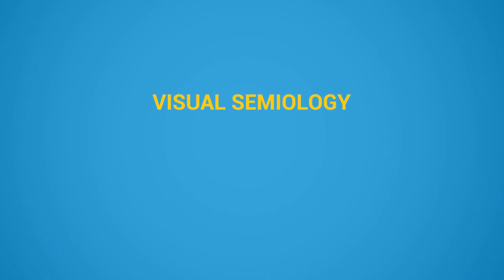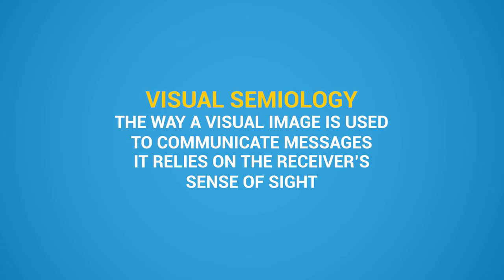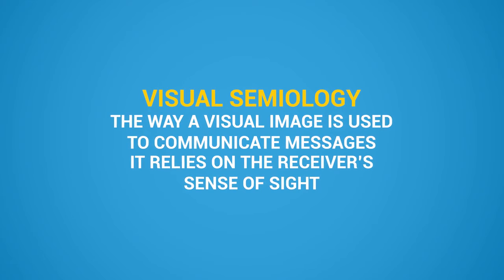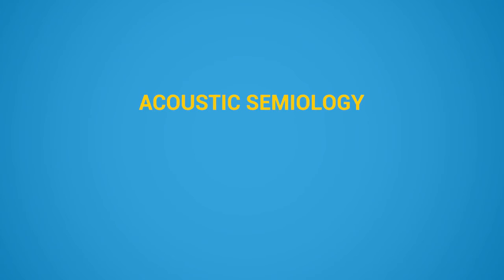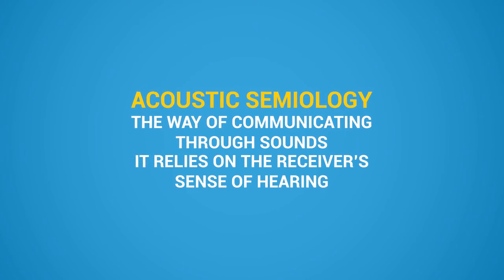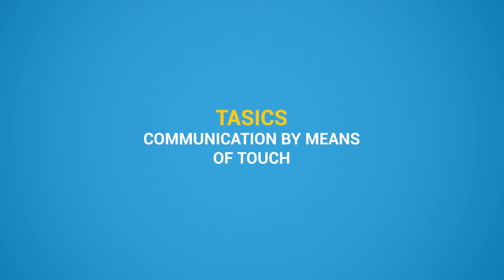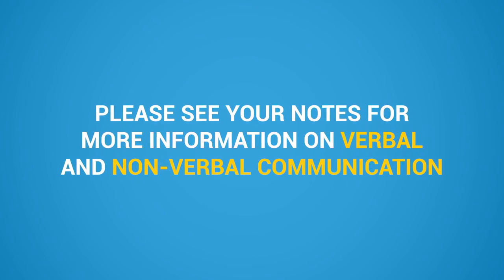There are 3 different types of non-verbal communication. Visual semiology is the way a visual image is used to communicate messages. It relies on the receiver's sense of sight. For example, a stop sign. Acoustic semiology is the way of communicating through sounds. It relies on the receiver's sense of hearing. For example, laughter. Tactics, communication by means of touch. Please see your notes for more information on verbal and non-verbal communication.